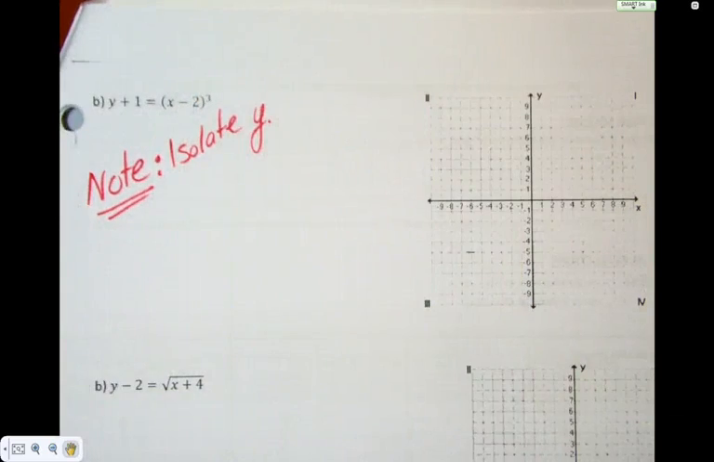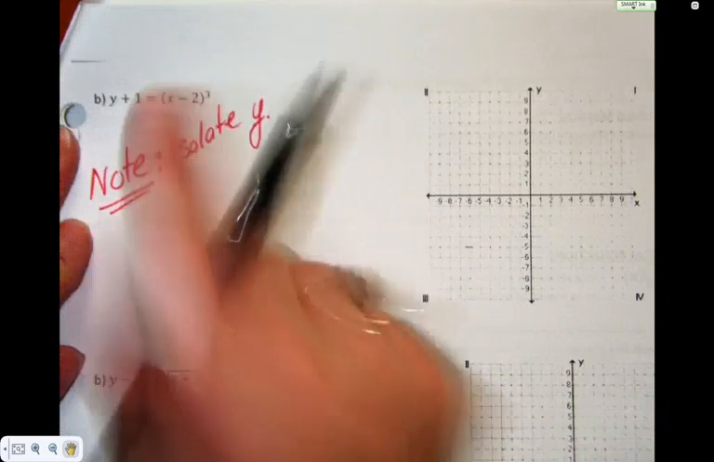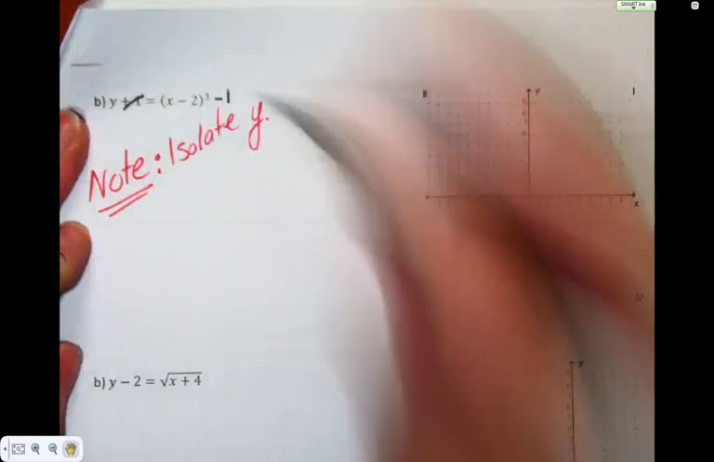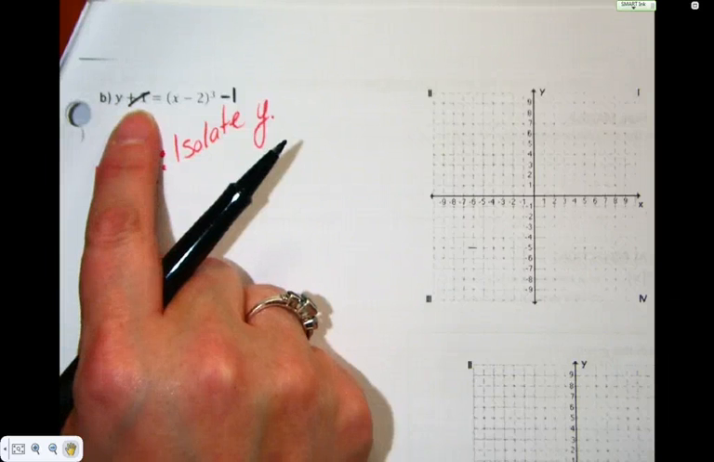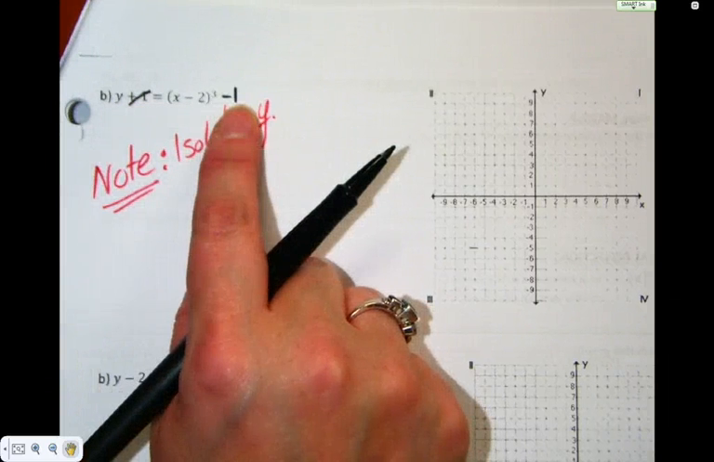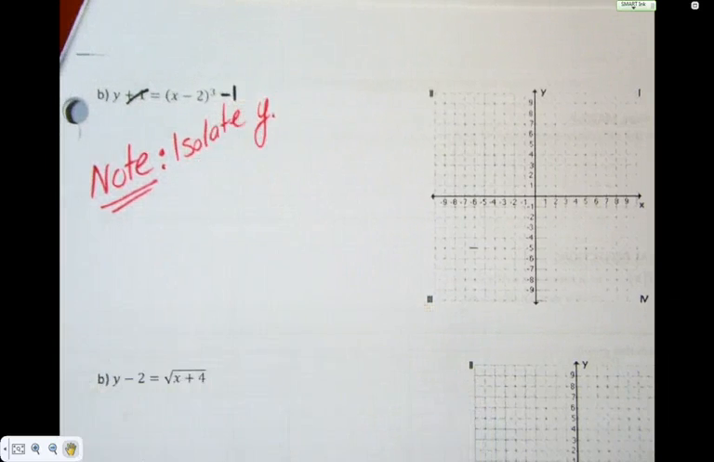If that's not clear to you, write whatever you need. Why is that so important? We know if we move stuff from side to side, it's not really changing the equation, but watch what's going to happen. How do I get rid of a +1? And suddenly we've taken it from what looked like a vertical translation up to a vertical translation down. That's why it's really important everything's on one side, because it may trick you into thinking it's the other direction.